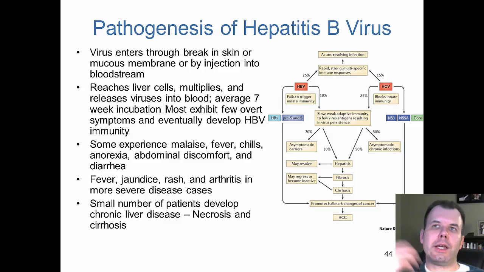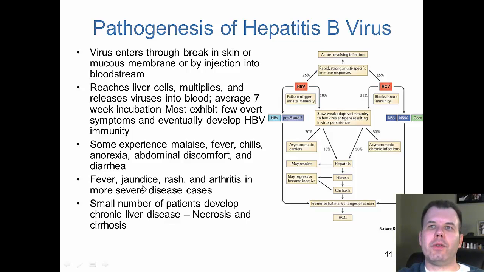Now, again, when you get this pathogenesis, the virus does enter through a break of the skin or the mucous membranes, or through injection into the bloodstream. Okay, it reaches the liver cells, multiplies, and releases viruses into the blood after an average of about 7 weeks of incubation. Again, most people exhibit few symptoms and actually develop immunity. So the nice thing about it, even if you're exposed, most of us become asymptomatic carriers, which means we don't have any disease, but we can carry the disease to other people.